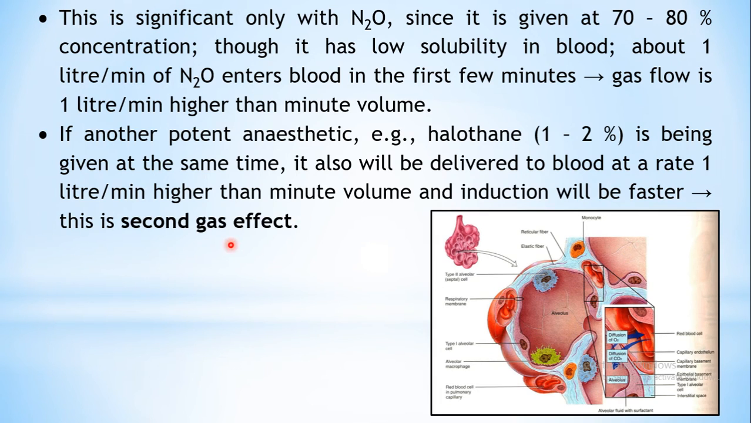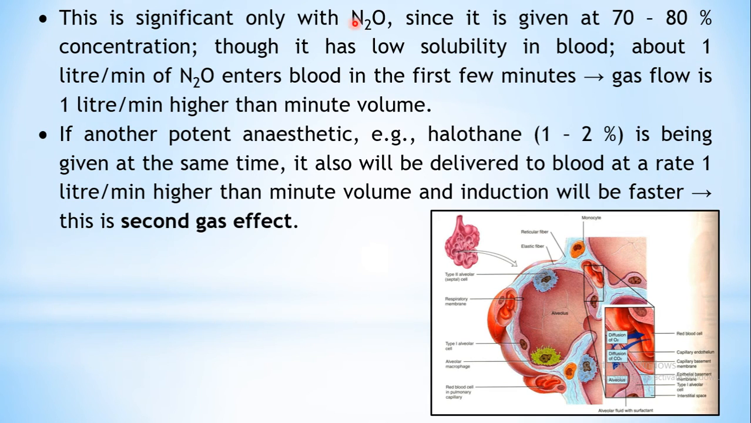So one more gas is carried along with it at a very fast rate. Imagine if you give this halothane individually, 1 to 2% of halothane, coming to your alveoli, will it enter your blood circulation at the same rate, 1 liter per minute? Is it possible? No, it is not possible, because over here the amount of halothane is very, very low. So the concentration gradient between the alveolus and your blood is very low. Obviously the rate of entry of halothane into your blood circulation will not be so high, 1 liter per minute. It will not be so high when halothane is given alone.